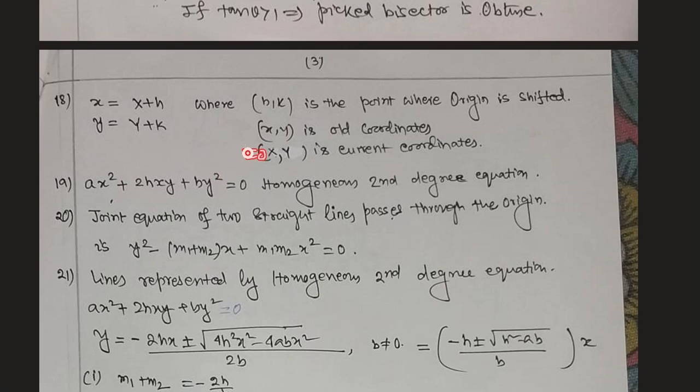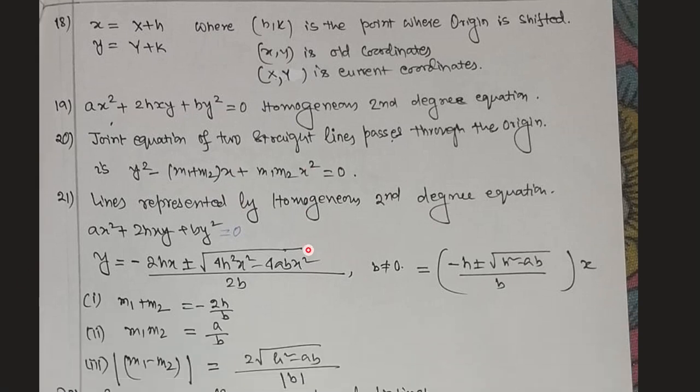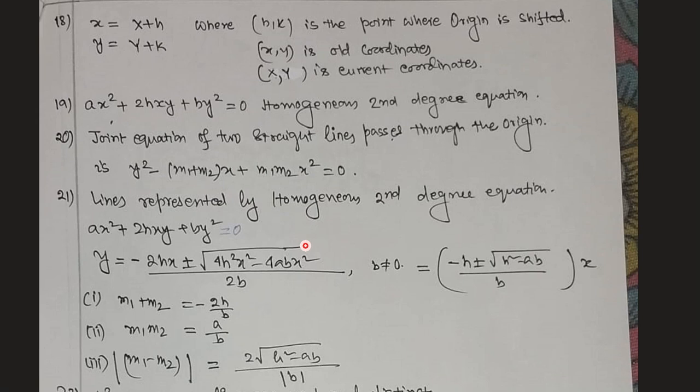So you should first write the equation in the standard form, so that the right hand side is 0, the origin. After that you multiply the left hand side, and you will get the standard equation, or the joint equation. Lines represented by the homogeneous second degree equation: this is our homogeneous second degree equation.